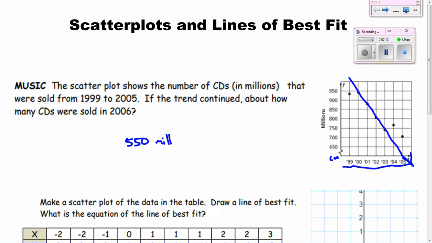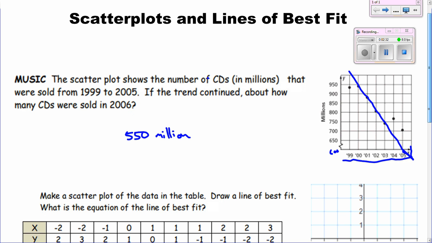million. That's important to write that million on the end, because on the Keystones, if this was an open-ended question and you left the unit out, they would take points off. So important to write that million on the end there. So scatter plots and lines of best fit, they're pretty straightforward.